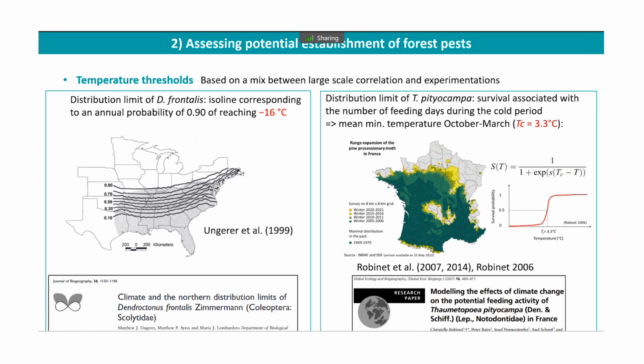And in France and in Europe more generally, we have shown that the northern limit of the pine processionary moth, Thaumetopoea pityocampa, can be determined using the survival rate associated with the number of feeding days of the larva during the cold period. And in fact, we found that the mean of minimum temperature from October to March was a good indicator of this feeding activity and thus of the survival. In fact, a temperature of 3.3 degrees Celsius induces 50% of mortality.